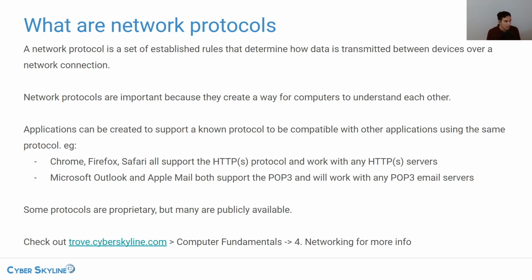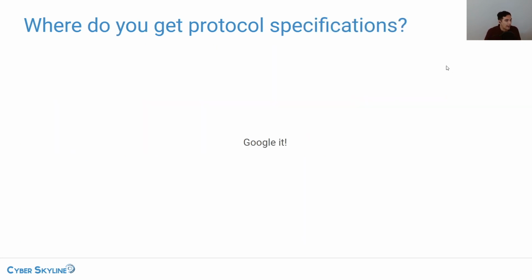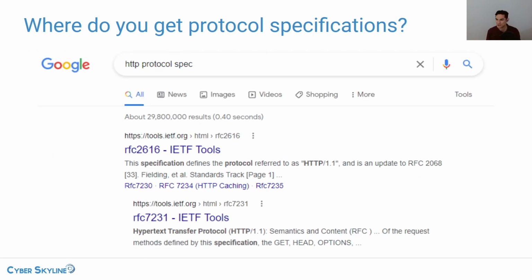But now that we understand what a network protocol does, where can you find network protocols? The very quick and simple answer is Google it. Let me show you here. I did a quick Google search for HTTP protocol spec. Spec is shorthand for specification.